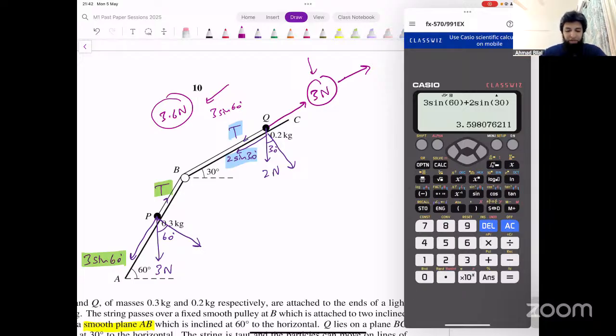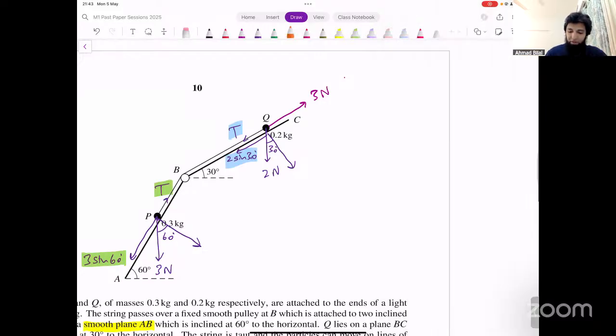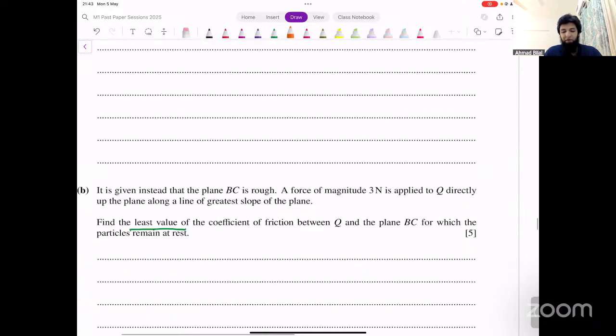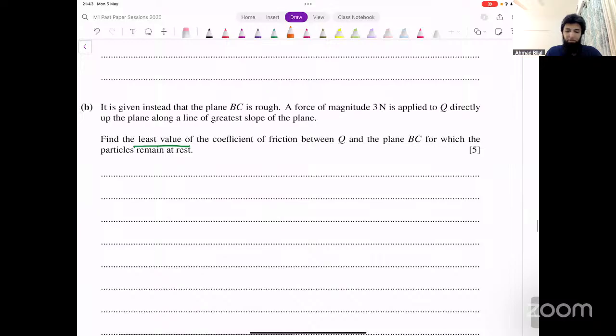So where does friction act then? Friction acts up the plane for this reason. So the direction of friction, therefore, is also going to be this. Now, what's the least friction that is required to keep the particles at rest? That's what we want to find out, right? Least value of mu means the least roughness between the objects, the least friction. That's what we're looking for.